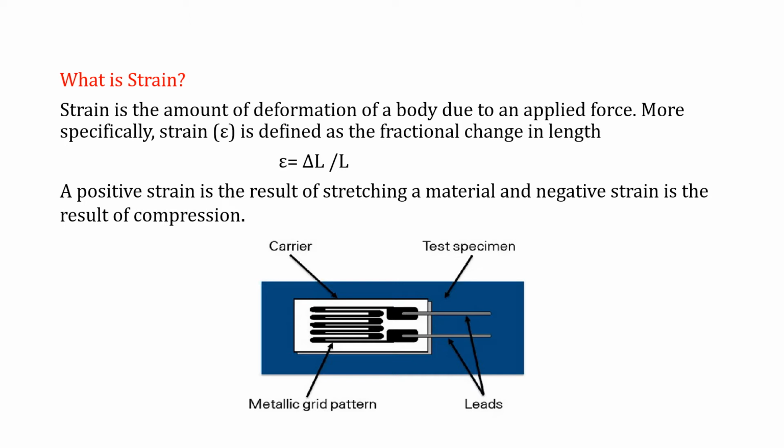So this is the main diagram for a strain gauge. These are the leads, where the input, a stress or force, is applied, and deformation or compression takes place in the metallic grid pattern. Then this is the test specimen. Whenever a force is applied in the leads, the grid is either elongated or compressed, which is specified as positive strain or negative strain. That is called strain.